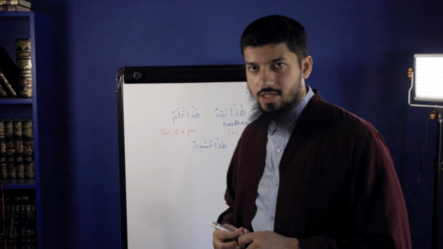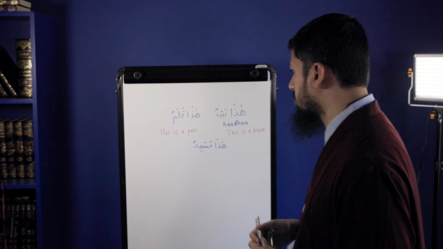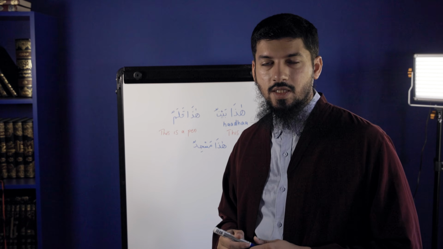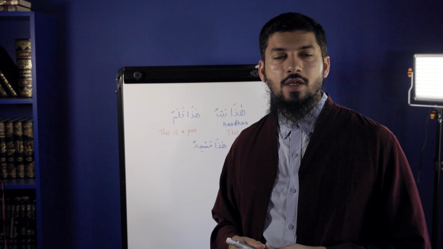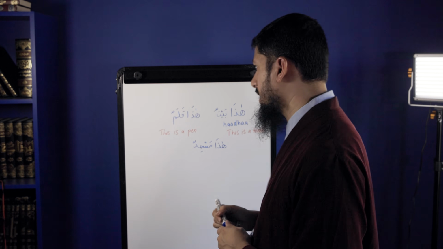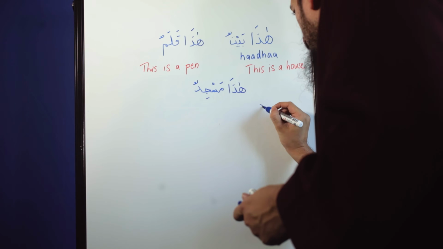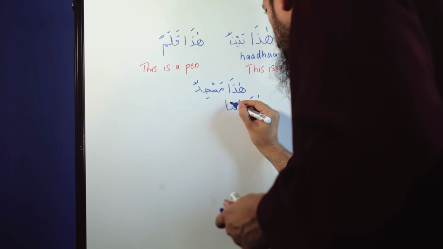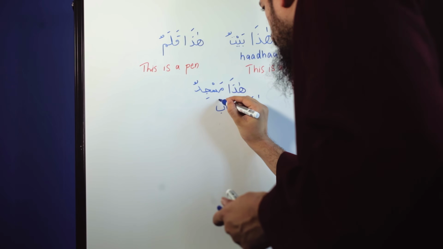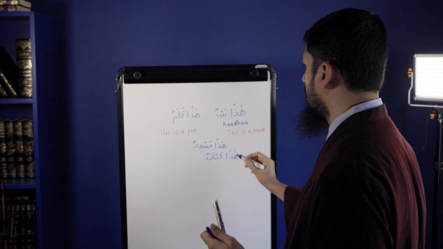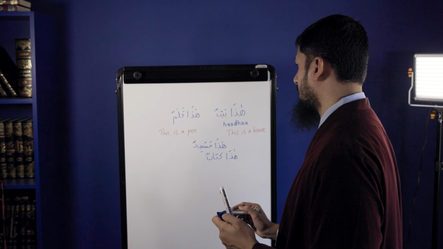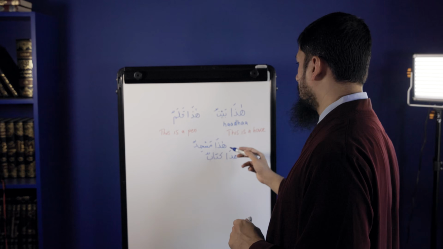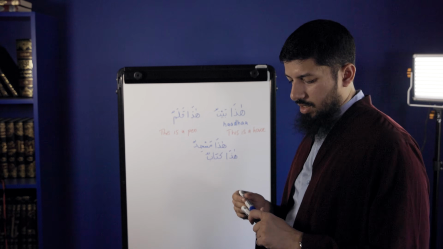Okay, let's make a final sentence before we move on to the next concept. How do you say this is a book? This is a book. The word for book in Arabic is kitab. So you say هذا كتاب. Pay attention to the ending. هذا كتاب. Okay? هذا بيت. هذا قلم. هذا مسجد. هذا كتاب. Okay?